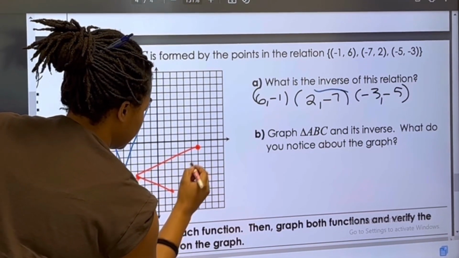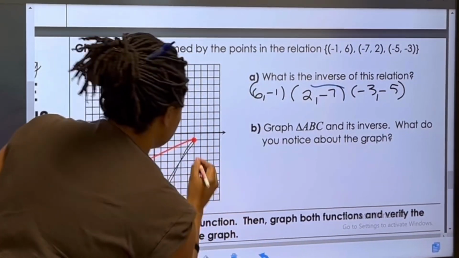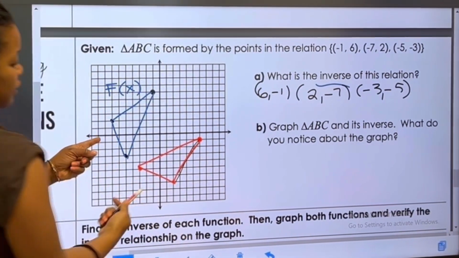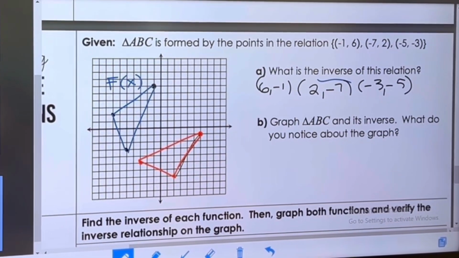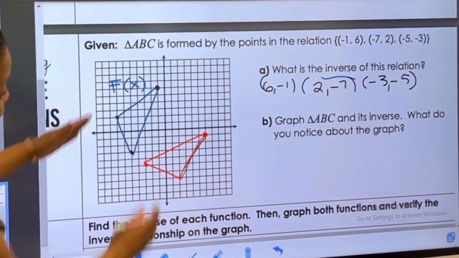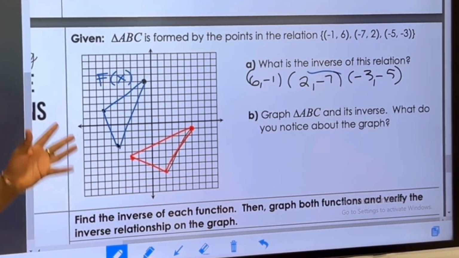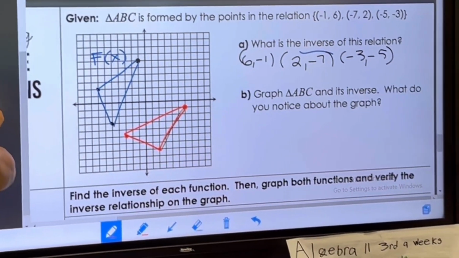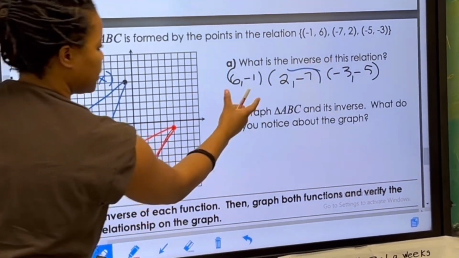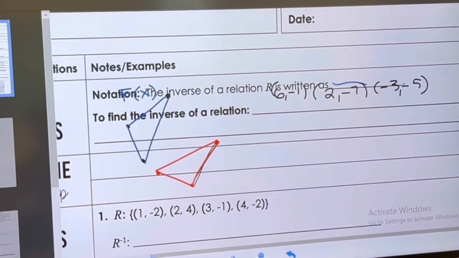Okay, I'm going to ask you, does this look like a mirror image of each other? No? It is. It's a mirror image, okay? So that's the inverse. That's how you do it. So inverse means to swap x and y. Swap x and y. So that's the visual. Let's go ahead and go to the beginning of our page.